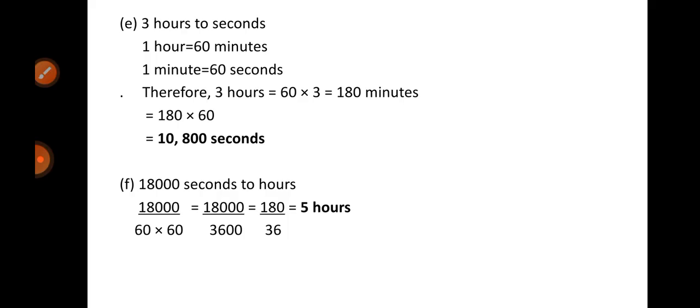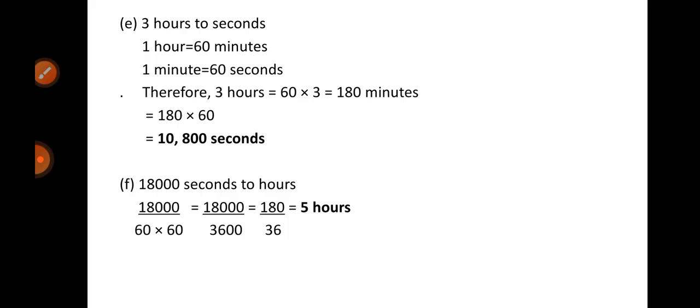Then number 6 is 18,000 seconds to hours. In this case, we divide 18,000 to hours. Now, we know that an hour is 60 minutes, and this minute we have to convert to seconds because the 18,000 is in seconds. So we will convert the hours to minutes, then from minutes down to seconds. That's why we have 60 by 60, which is 3,600.